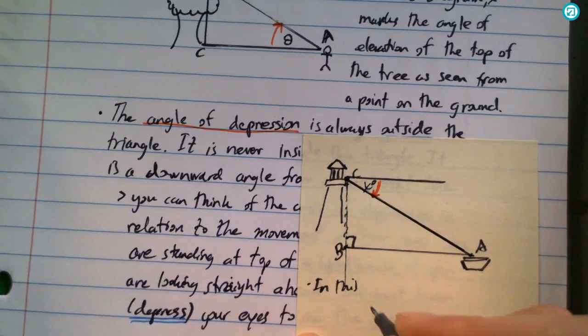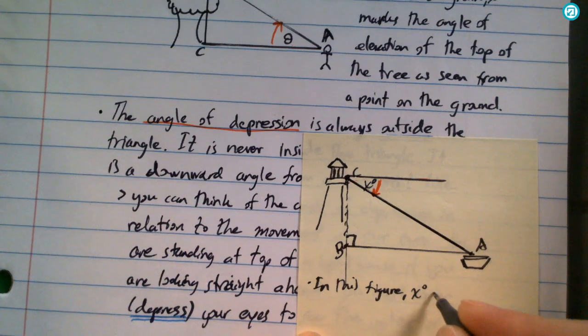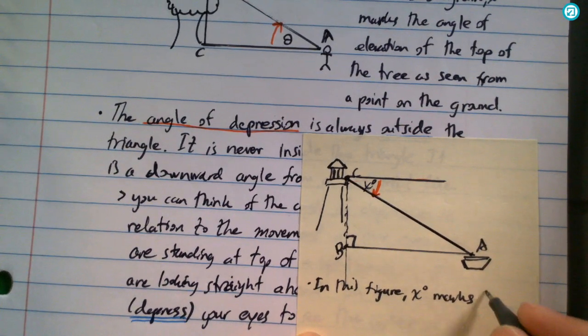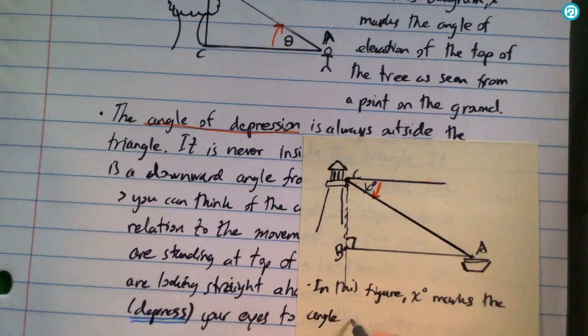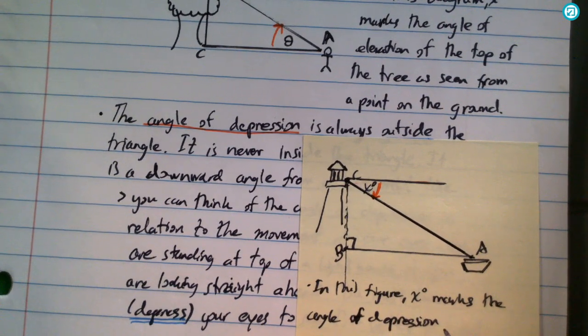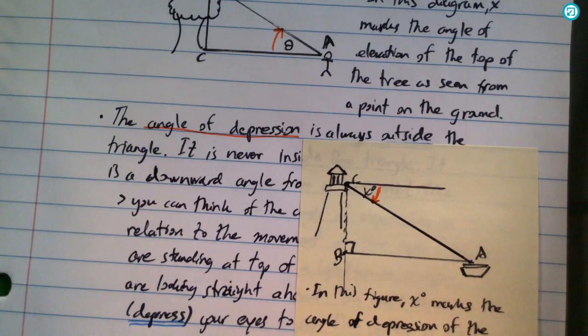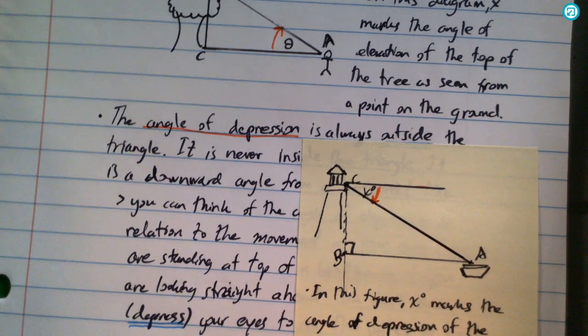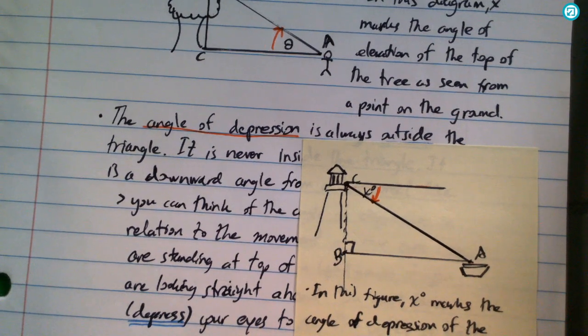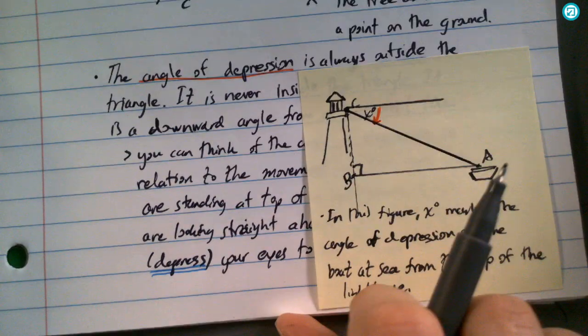In this figure, X degrees marks the angle of depression of the boat at C from the top of the lighthouse. Oops. There we go.